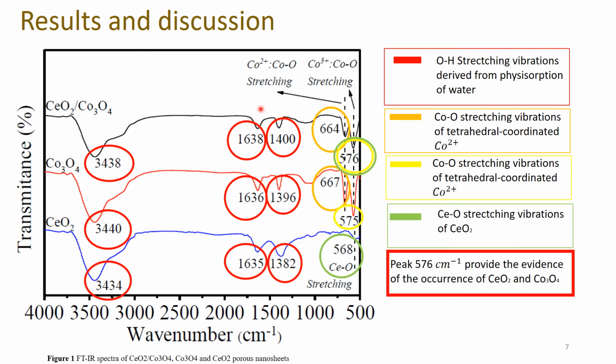And this is the result of FTIR. You can see many peaks here. The peak of the red one is OH stretching vibration. The orange one is cobalt oxygen stretching vibration. The yellow one is cobalt oxygen stretching vibration. Then the green one is CeO stretching vibration. This provides the evidence of the occurrence of cerium dioxide and cobalt tetroxide.